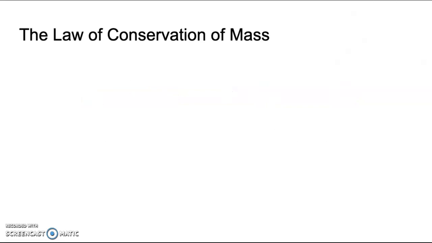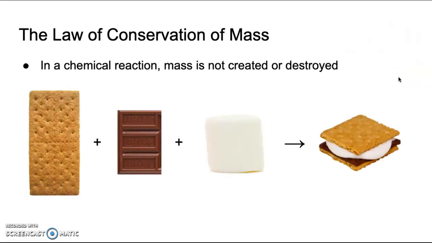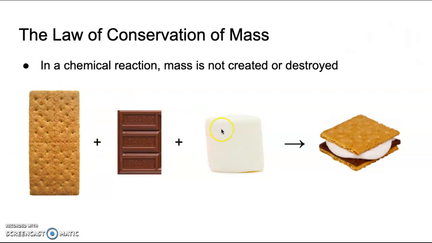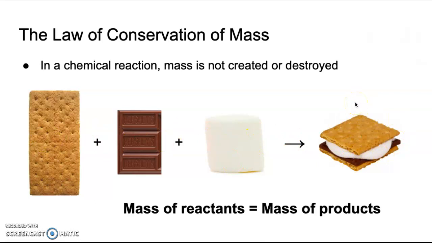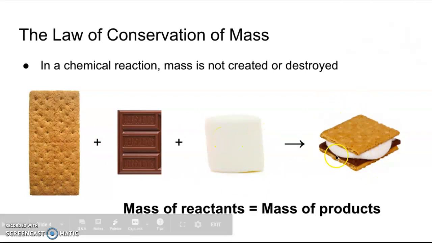When we think about chemical reactions, we have to think about the law of conservation of mass. Remember that in any chemical reaction, mass is neither created nor destroyed. So you can make and break chemical bonds, but you're not creating or destroying any atoms. We can think of this in terms of a delicious s'more. S'mores are made out of graham crackers, chocolate, and marshmallows, and you squish them all together to make your s'more. Now, if we took the mass of the graham cracker plus the mass of the chocolate plus the mass of the marshmallow, all three of those together should equal the mass of the s'more. And that's true of any chemical reaction. So our reactants here, graham cracker, chocolate, and marshmallow, have to have a mass equal to the mass of our products here.